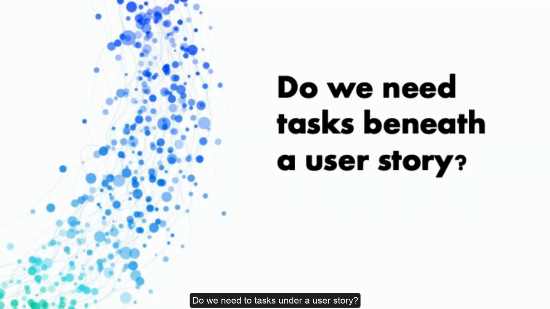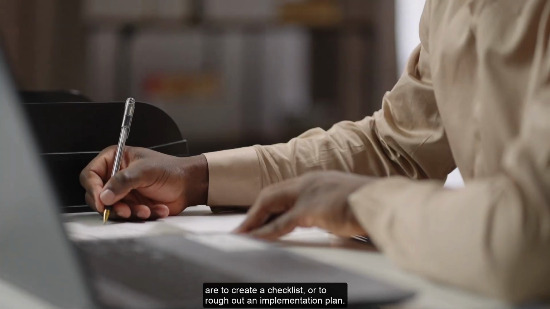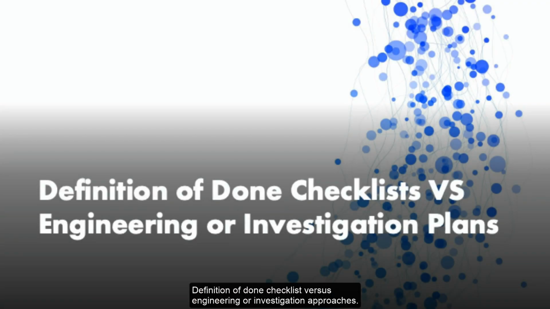Do we need tasks under a user story? If so, why and when do we use them? The two most common reasons for creating tasks beneath a user story are to create a checklist or to rough out an implementation plan. Definition of done checklist versus engineering or investigation approaches.